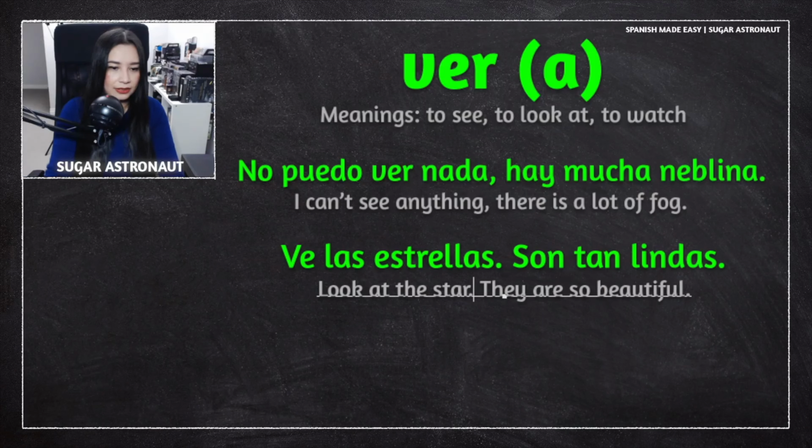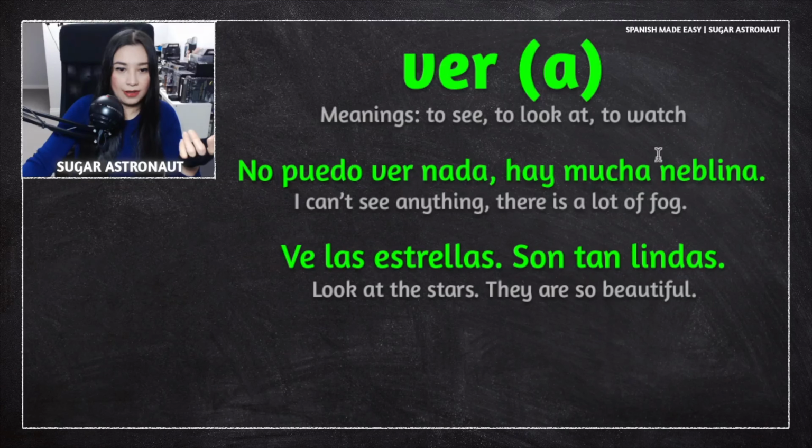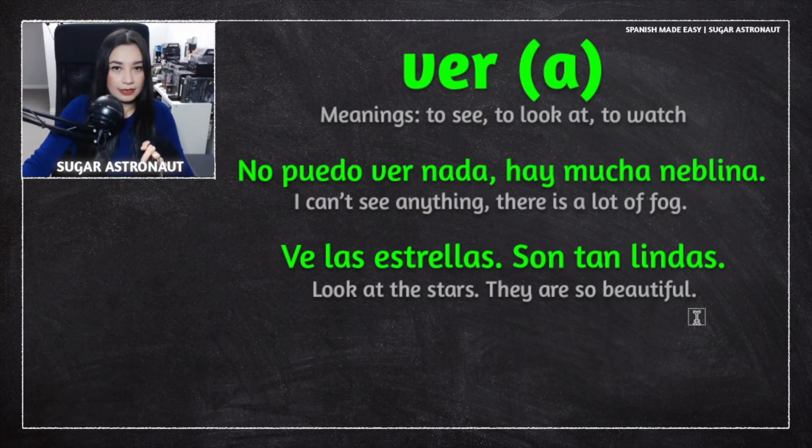Excellent. So let's look at the next example because we have another meaning to watch. The first meaning, ver means to see. In the second example, look at. And now we're going to see when ver means to watch.